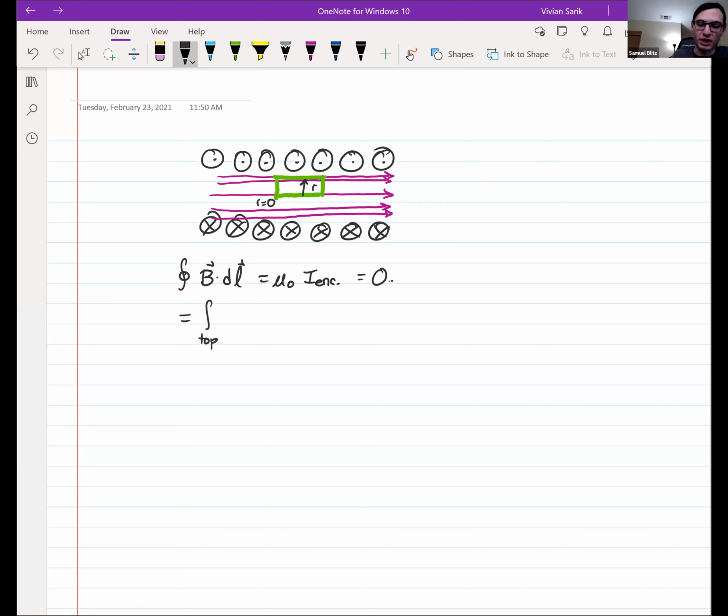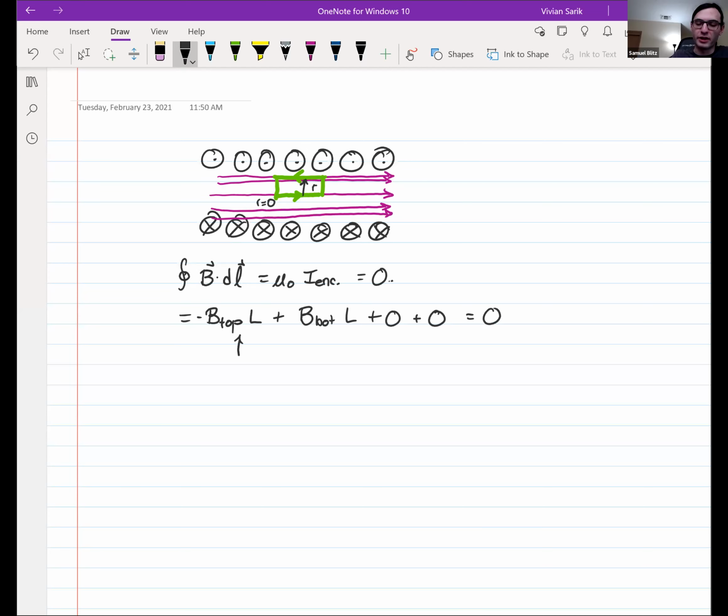Here we'd have a minus sign because the magnetic field, we're going to assume we're going this way around our loop, by the way, just so we can pick a direction. So you'd have a minus sign up top because the magnetic field points in the opposite direction. So here we have minus B top times, say, the length L, plus B bottom times the length L, plus 0 plus 0.